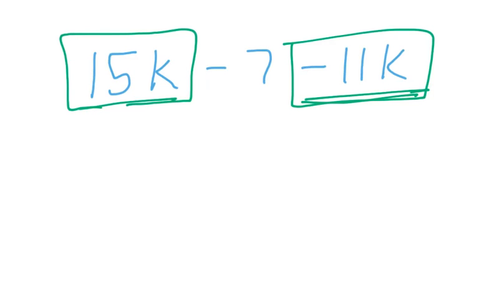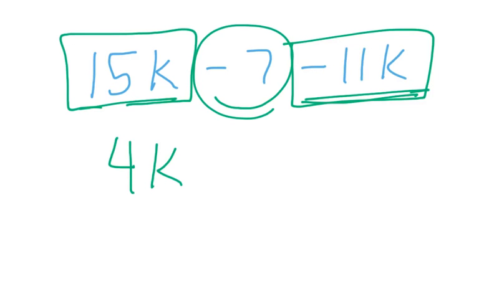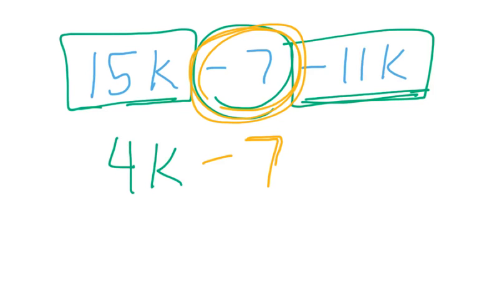So we just do 15 minus 11. That gives us 4K. And then this guy, the number 7 is all by itself. It is a negative, so we just bring down the minus 7. And so our final answer is 4K minus 7.